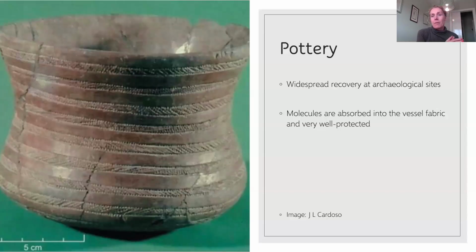As I mentioned, probably the lion's share of organic residue analysis is conducted on residues absorbed into the fabric of pottery. This is for probably a couple of main reasons, one of which is that the fabric of pottery is brilliant for this. Lipids absorb into the fabric of the pot, and once they're in there, they're relatively well protected from both physical and microbial decay. So they're well protected in there, and they can be extracted out again afterwards.